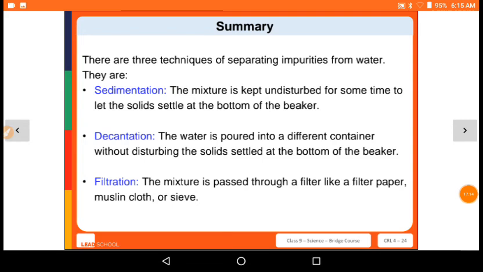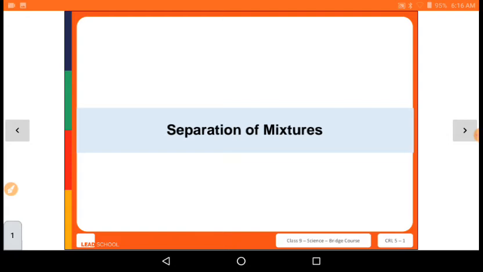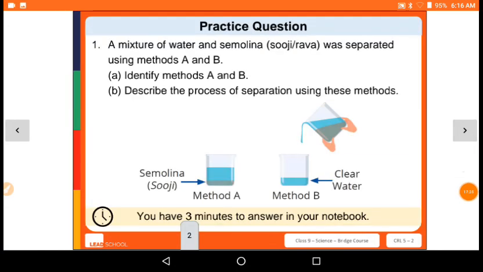So let's answer a few questions on separation of solid liquid mixtures. Separation of mixtures. A mixture of water and semolina, suji or rava was separated using A and B. Identify method A and B. Describe the process of separation using this method.